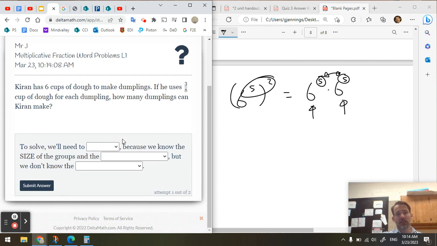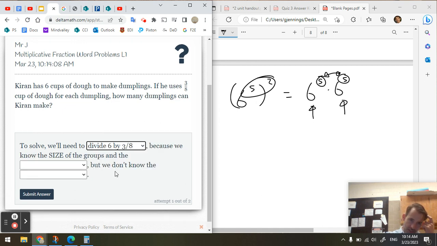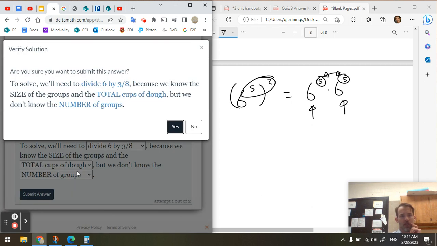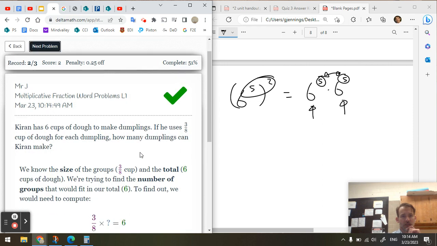Okay, Kieran has 6 cups of dough to make dumplings. If he uses 3/8 of a cup of dough for each dumpling, how many dumplings can Kieran make? To solve, we need to divide 6 by 3/8 because we know the size of the groups and the total cups of dough, but we don't know the number of groups we can make. Okay, so we want to find out, if I've got this much dough, I know I need about 3/8 of a cup to make each dumpling. So here it's going to be 6 times 8 divided by 3. So it's 16 dumplings that we can make. Okay, let's keep going.